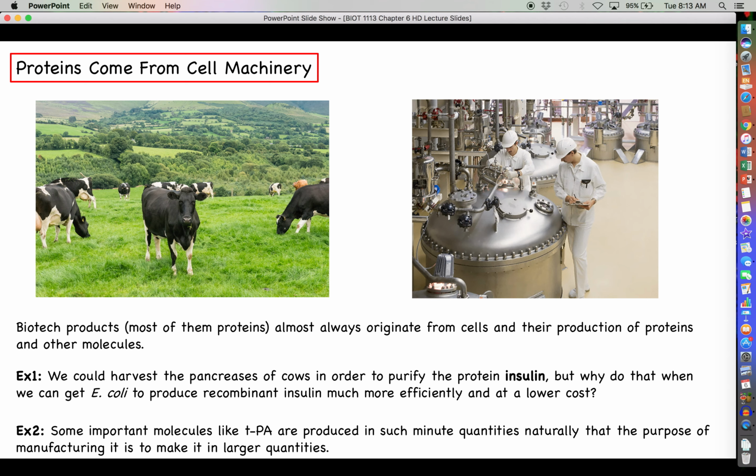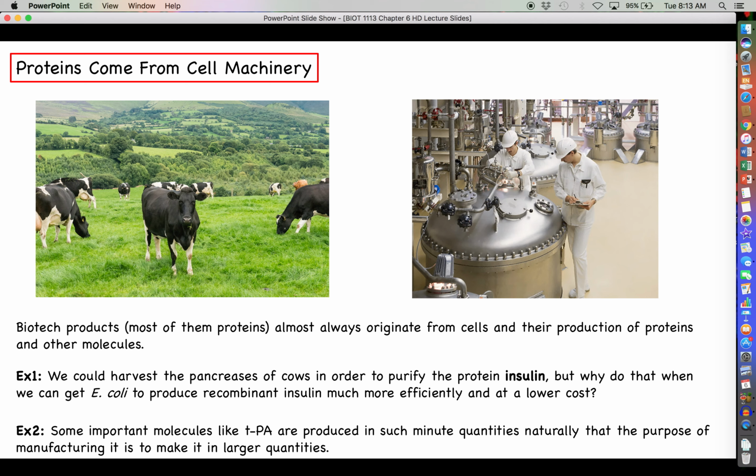The other example that we've looked at in the past is TPA, which is a signaling protein that is produced in humans, but it's produced in very small quantities. So naturally, by again using recombinant DNA technology, we can make it in much greater quantities. So these are the two examples that we've looked at in the past, but the same principle should apply to just about any sort of biotechnology venture that you want to get into.